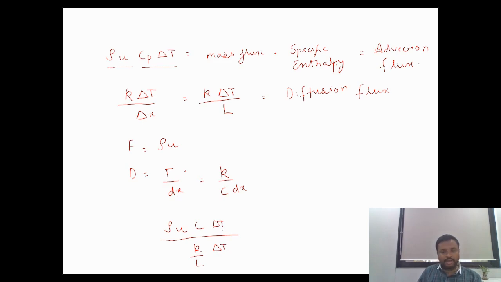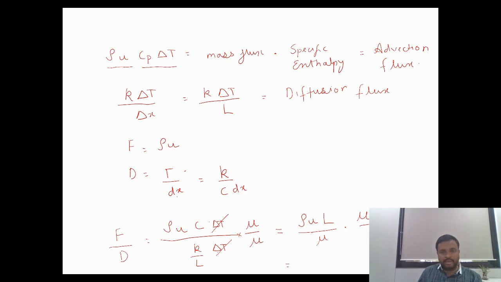We will make one small rearrangement. We cancel delta T, and we multiply numerator and denominator by mu, the dynamic viscosity. I have taken the ratio of advection flux by diffusion flux, multiplied numerator and denominator by dynamic viscosity, and cancelled delta T. After the rearrangement, we get rho u L by mu, with the characteristic length in the numerator, times mu C by K. This is advection strength upon diffusion strength.